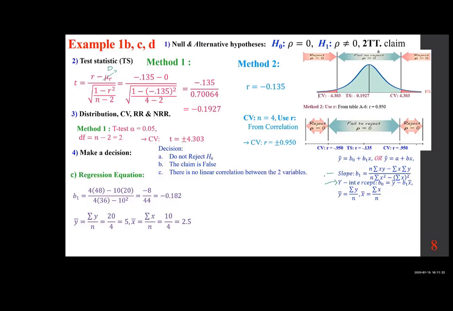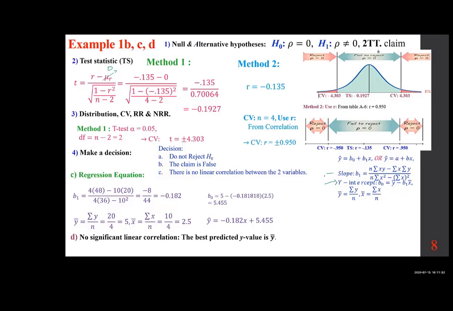So y bar is 20 over 4, x bar is 10 over 4. We have those numbers, plug in, and you get b sub 0. And now you put it into the formula, and this is the equation of the regression line. What about the answer to this question?